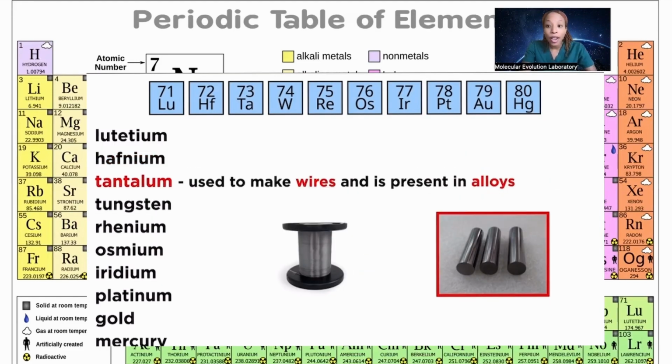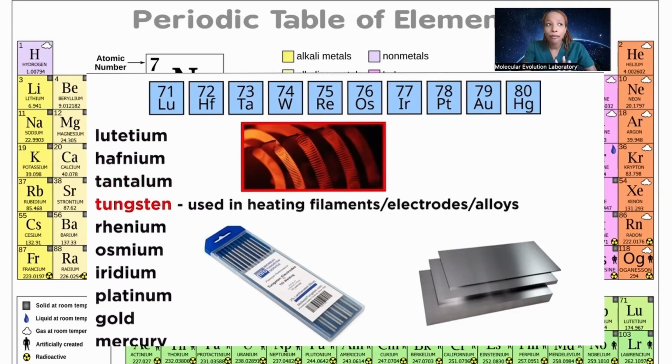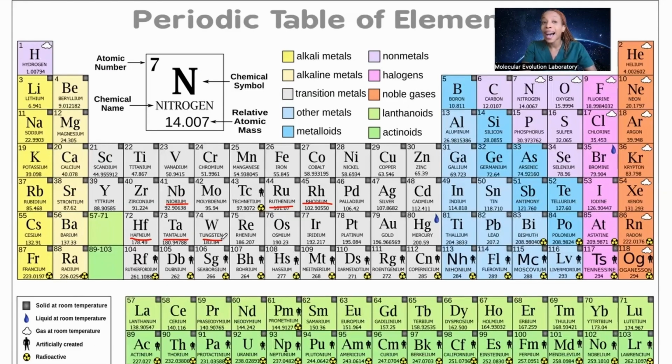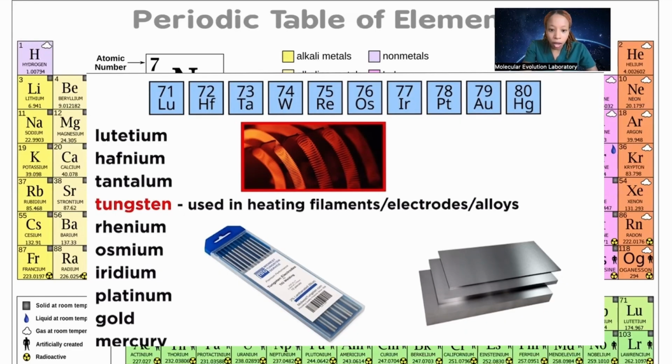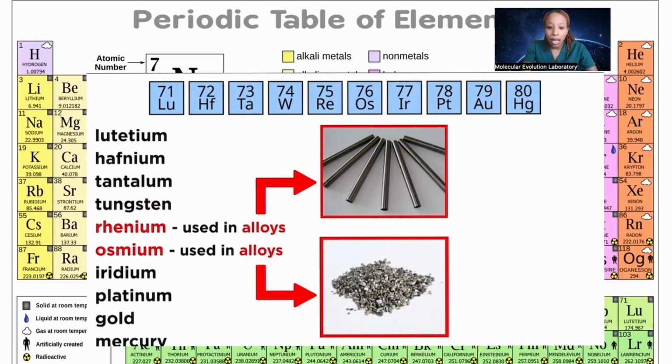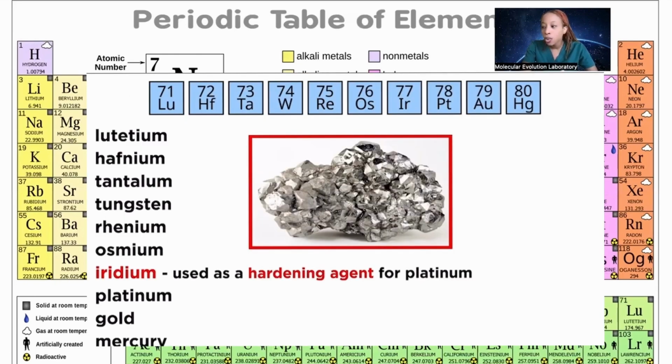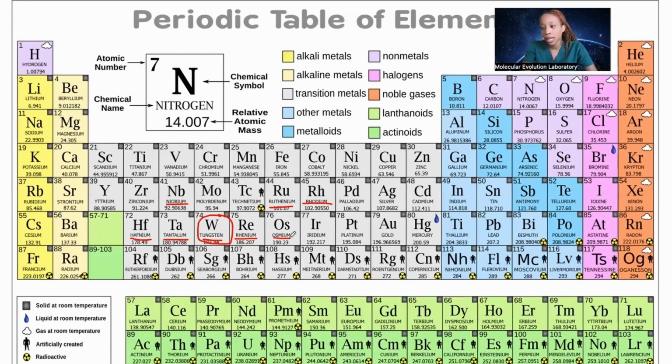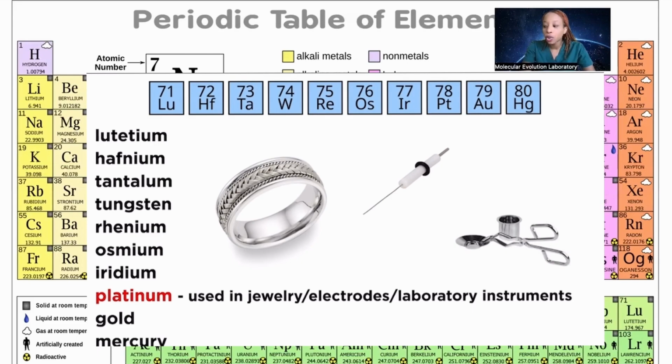Tantalum is used to make wires as well, and it is present in various alloys. Tungsten is used for heating filaments, electrodes, and alloys. It has the highest tensile strength and melting point of all the metals. Rhenium and osmium are both used in alloys. Iridium is used as a hardening agent for platinum, which is used in electrodes and jewelry. And of course, platinum is used in jewelry as well, electrodes, and other laboratory instruments.